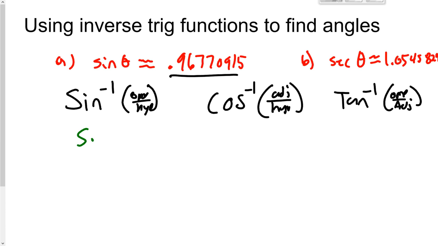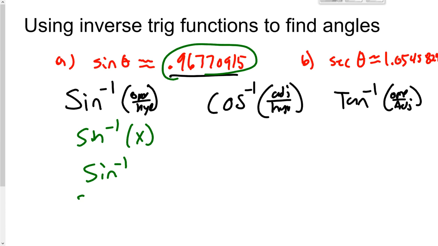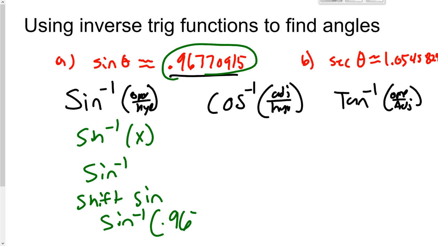So usually you'll see sine inverse of x, and x just represents what this is right here, our answer. So if we do sine inverse, I have to hit shift sine, and this will pop up like that, and then I can enter my decimal or my fraction or whatever it is here, that ratio, and then it will produce my angle. So approximately it's going to be 75 degrees, rounded.